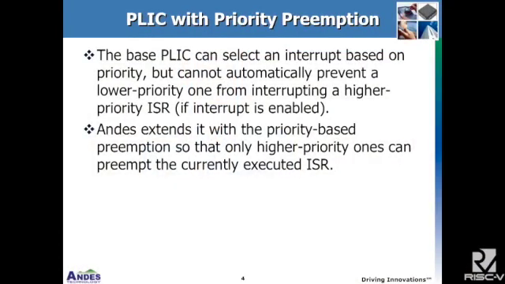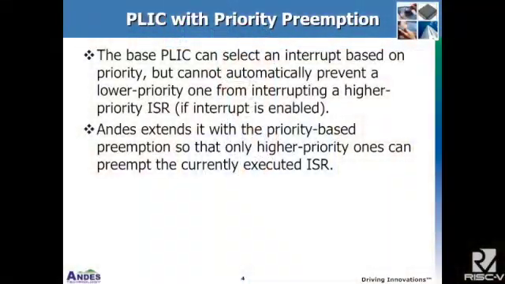The first is we extended the PLIC with priority-based preemption. In the current RISC-V privilege architecture spec, the base PLIC can select an interrupt based on priority, but cannot automatically prevent a lower priority one from interrupting a higher priority interrupt service routine. You can manage them using software if you want to, but the hardware cannot do that. So NDIS extended the PLIC with priority-based preemption hardware so that only higher priority ones can preempt the currently executing ISR.